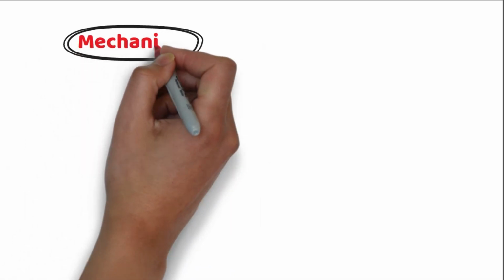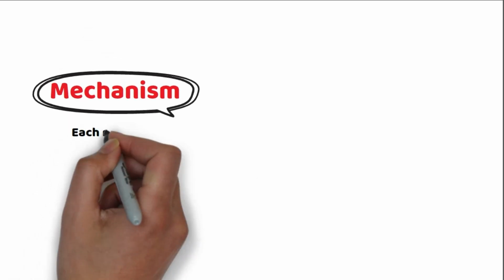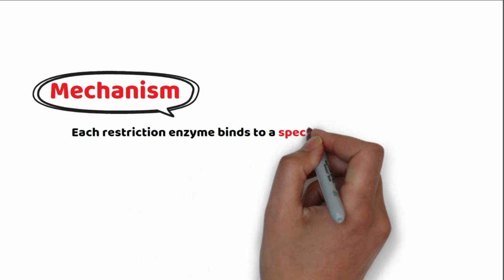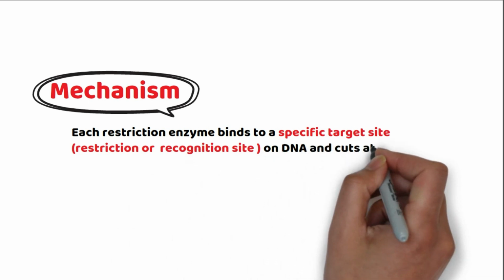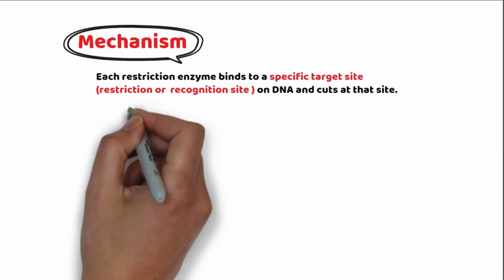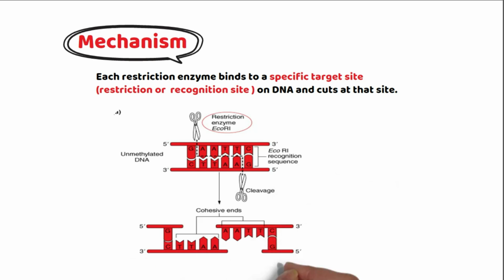Mechanism. What's the mechanism of restriction enzymes? Each restriction enzyme binds to a specific target site, the recognition or restriction site on DNA, and cuts at that site. Here in this figure, look at this sequence of letters, GAATTC, in the 5' to 3' direction, and the other strand also runs 5' to 3', with complementary base pairing to the first one.